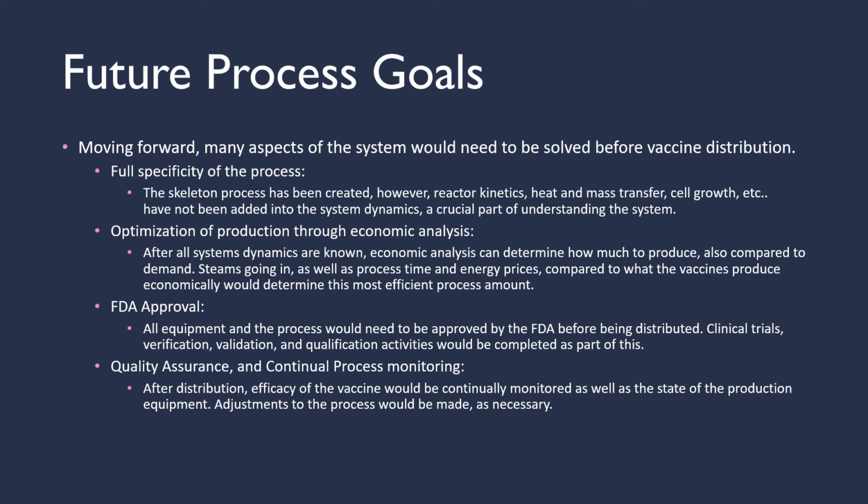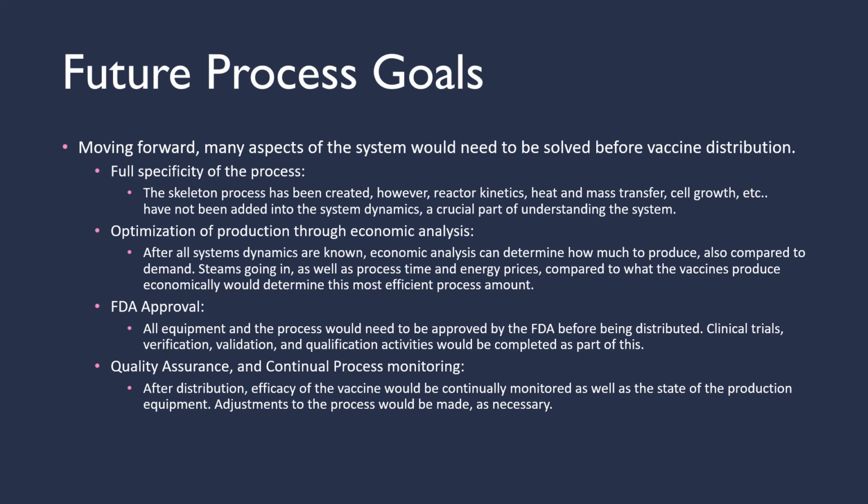The next point would be to optimize the system through economic analysis. Aspects such as process time, energy prices, and starting material prices would weigh in on how we would produce the vaccine and how much of it we would produce, and delegate research toward other aspects to optimize the system.